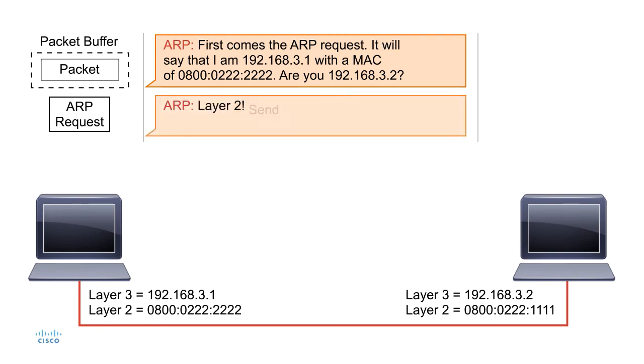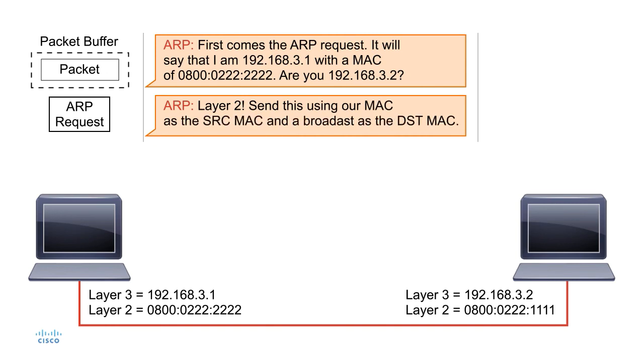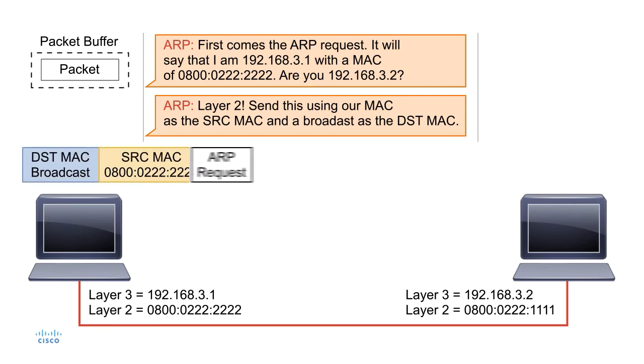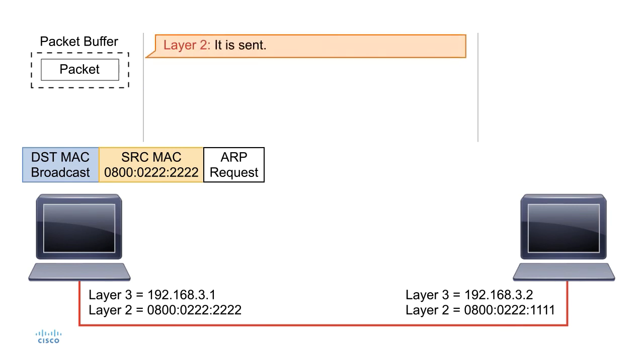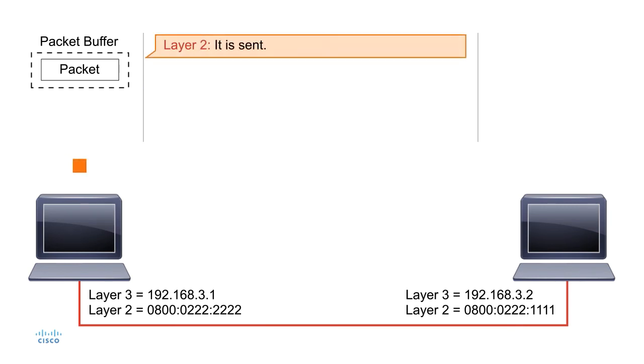Now ARP says, okay layer 2, go ahead and send this ARP message using our MAC address as the source, and for the destination, make it all Fs. That's that broadcast address. So we can see the destination is the broadcast address, the source is ourself, and this is an ARP request, and so we send that out onto the wire. Now the original packet, that TCP SYN that we were asked by the application to set up, it's sitting there in the packet buffer this whole time. So layer 2 says, all right, it's sent, and now we're just waiting.